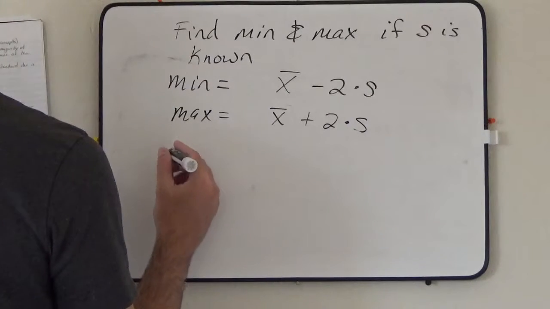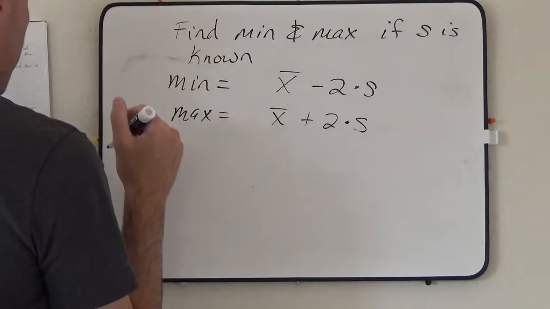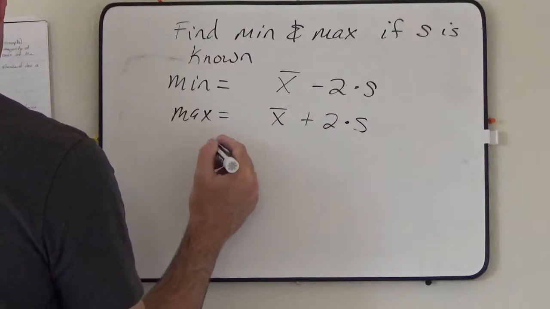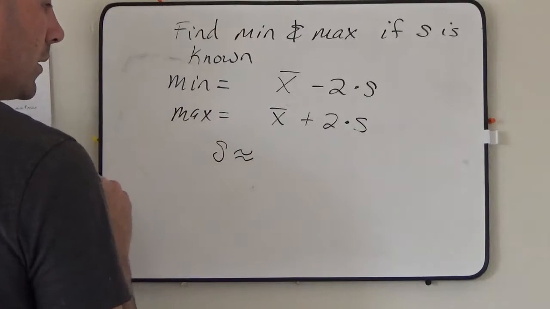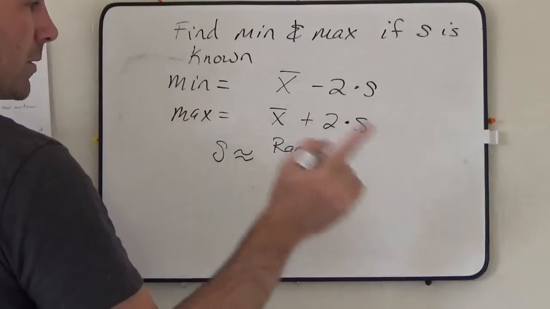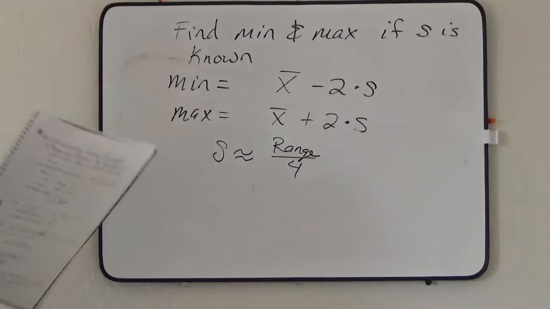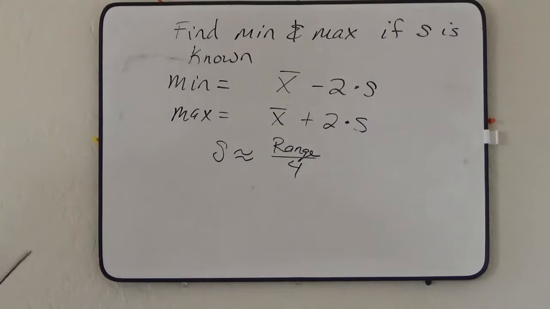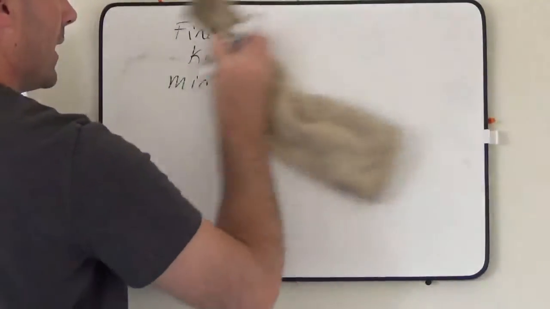You can also get an estimation of the standard deviation. This is an approximation, squiggly equal sign means approximately. If you do the range, remember highest number minus smallest number, divided by 4, that gives you an approximation for the standard deviation, okay? That's just so you know. Now, let's solve these using an example.